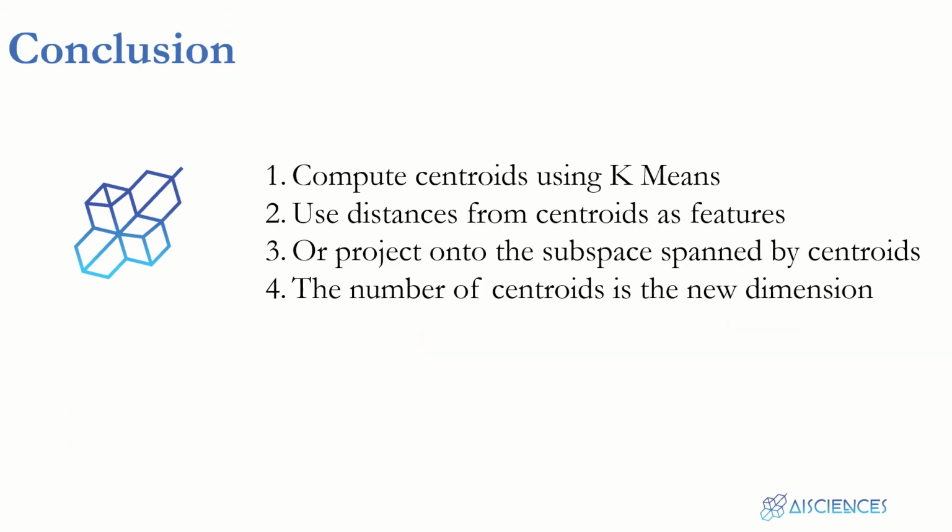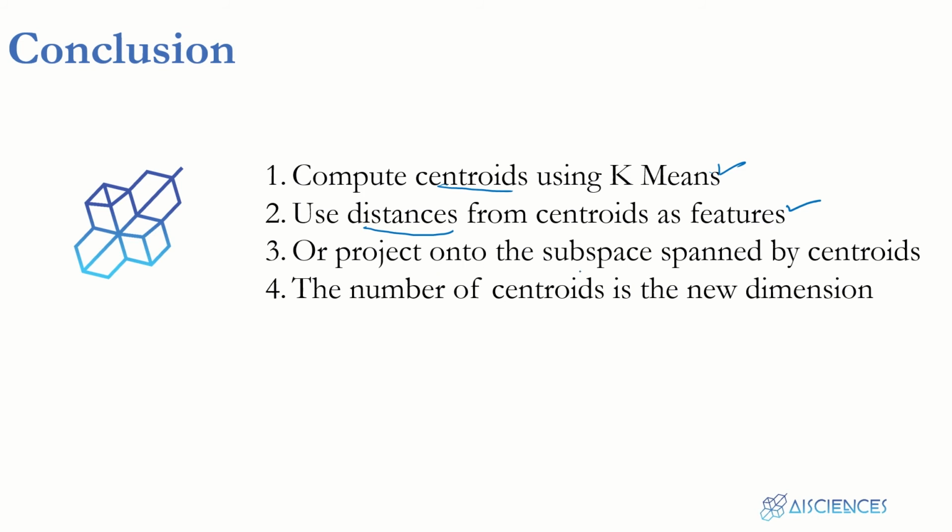So let me summarize. First of all, if you want to do dimensionality reduction using k-means, you have to compute the centroids using the k-means algorithm on your data. Now you have at least 2 choices. You may use distance measures for the features, or you may use the dot products for the features. If you use distance measures for features, you directly compute the distances of your data points from the centroids and use those as features.